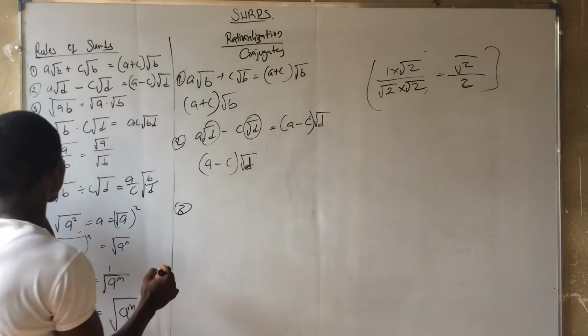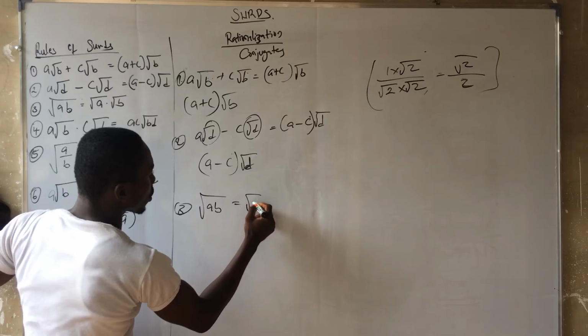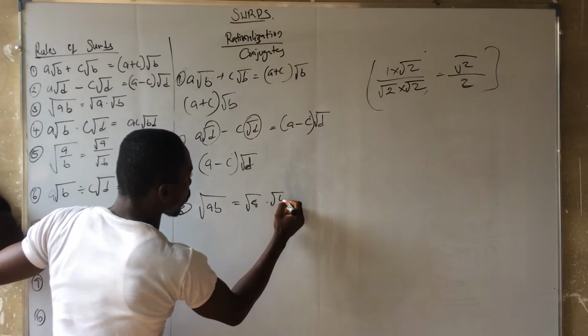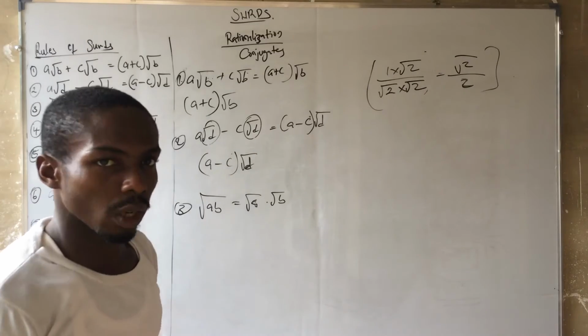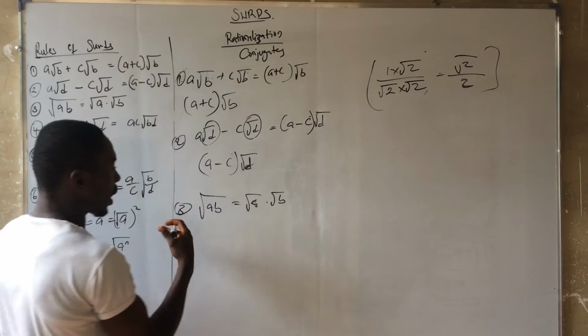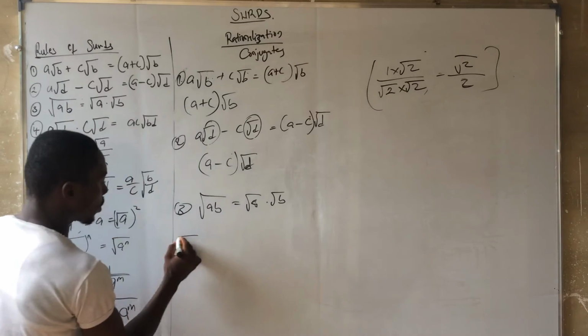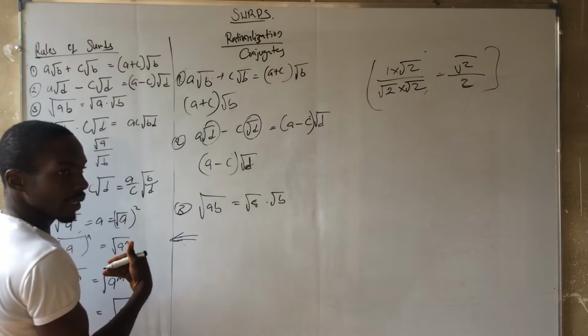Now go over to the third one. The third one says the root of AB is equal to the root of A multiplied by the root of B. I will prove this using the laws of indices. The first thing I'm going to do is come from this side, meaning that I'm proving from this side.